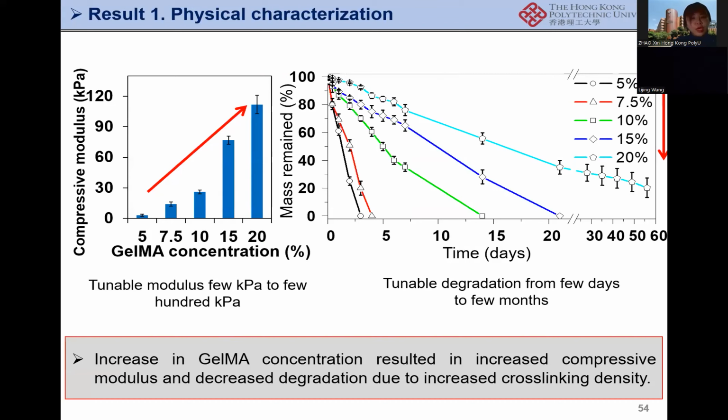This shows how robustly we can control the mechanical properties of the material by simply changing the material concentration from 5 to 20%. We can tune the modulus from a few kilopascal to a few hundred kilopascal, and the degradation can be changed from a few days to a few months.